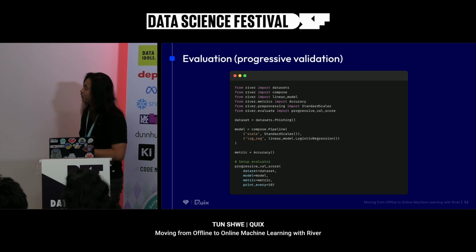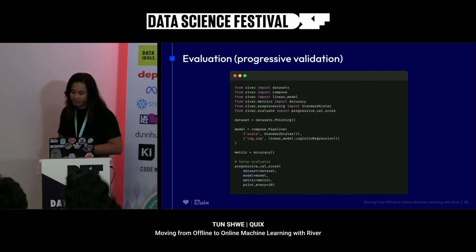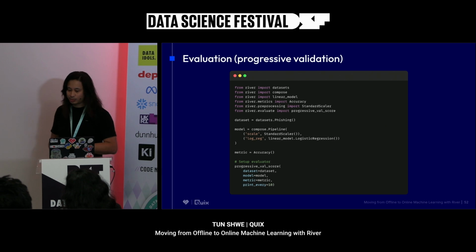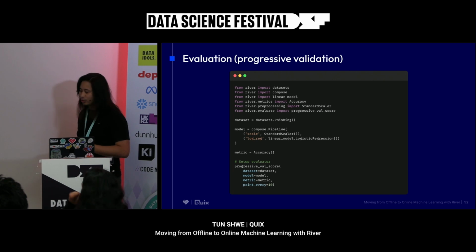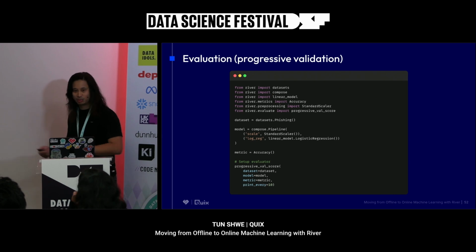When you get around to evaluating, you can use progressive validation. Progressive validation is when the target is revealed to the model after it's made its prediction. And to test how well the model performs in production, what you generally do is you introduce a delay so that the ground truth label comes in sometime later.